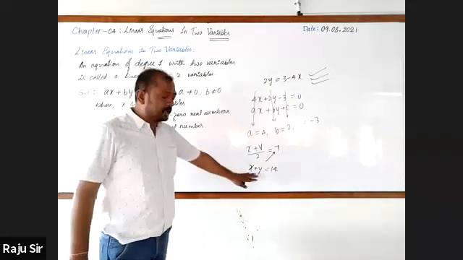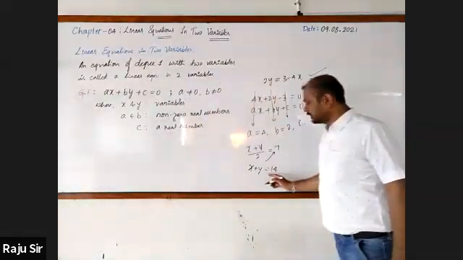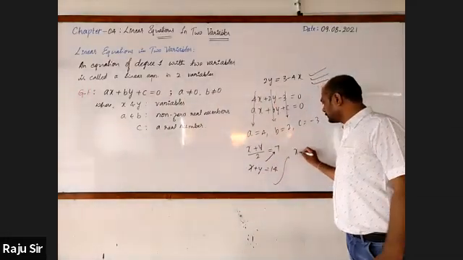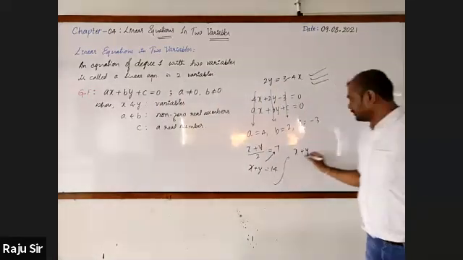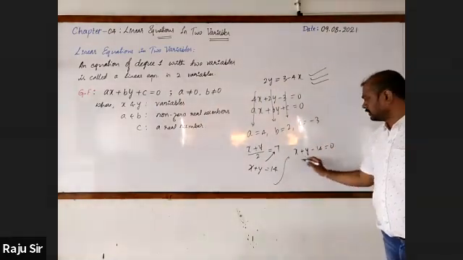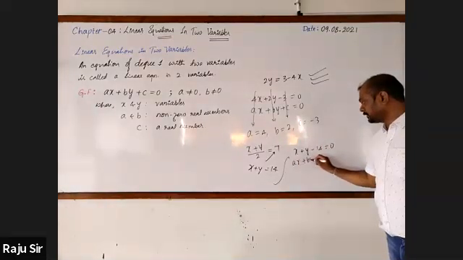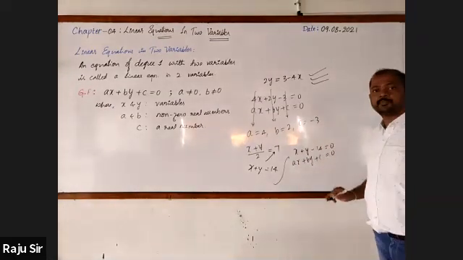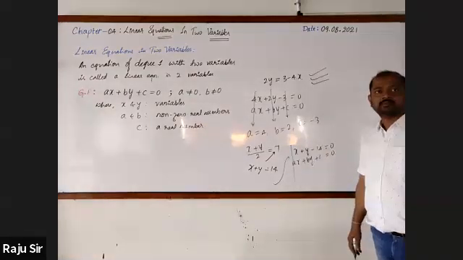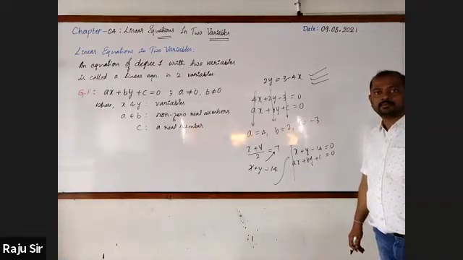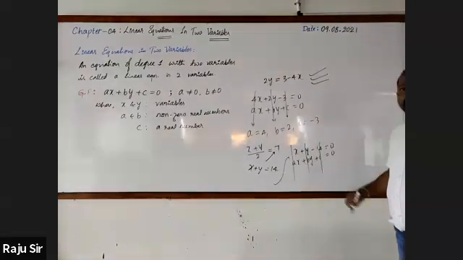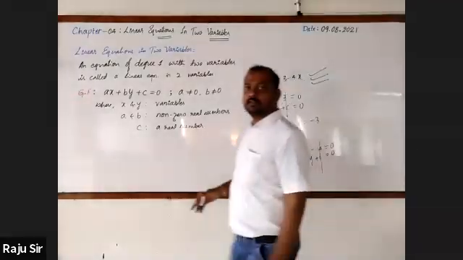It is absolutely right. To write it in standard form, we will write all the terms on the left hand side. It is 14x plus y minus 14 equal to 0. It is of the form ax plus by plus c equal to 0. A is equal to 1, B is 1, and C value is minus 14.